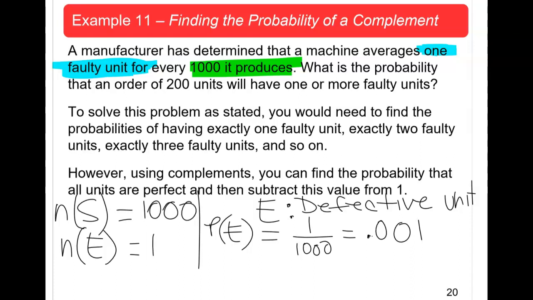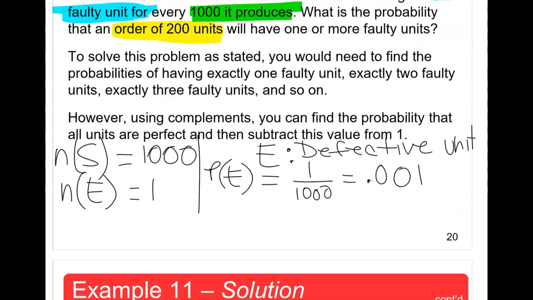So the question here is talking about getting a subset of 200 units, or an order of only 200 units. And so we want to find the probability that within those 200 units, 1 unit out of the 1,000 is defective. Okay, so going back to the previous slide, this will be the probability of getting exactly 1 defective unit only.